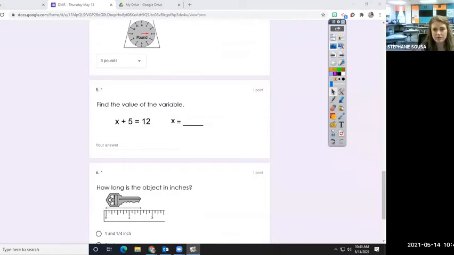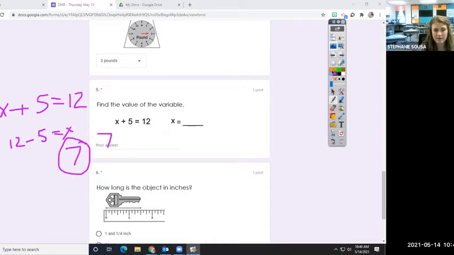All right, next up, find the value of the variable. Blank plus 5 equals 12. Okay, so we are figuring out what is the x plus 5 equals 12. I know that I can create fact families, so I can also set this up as 12 minus 5 equals x. 12 minus 5 equals 7, so x is 7.